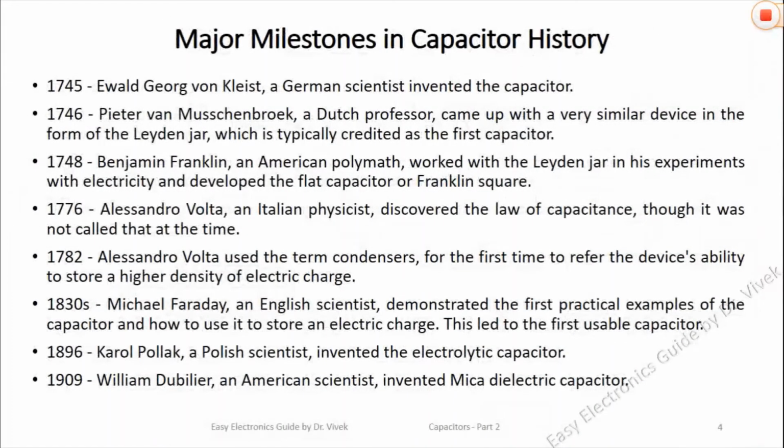These are some of the major contributions in the capacitor development.